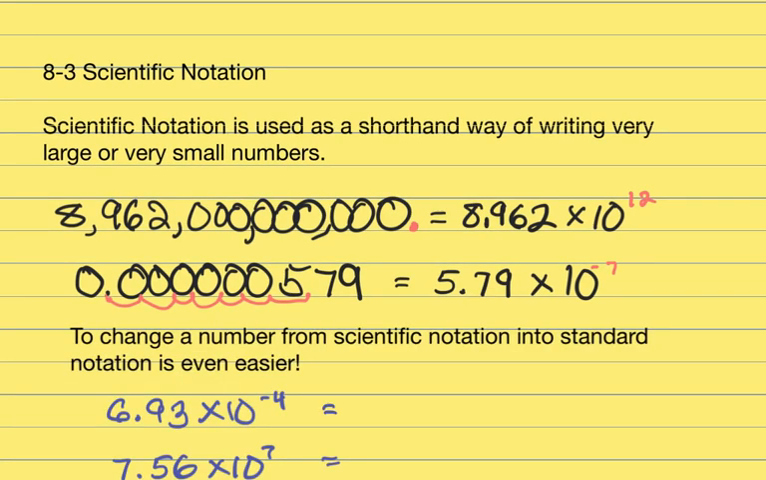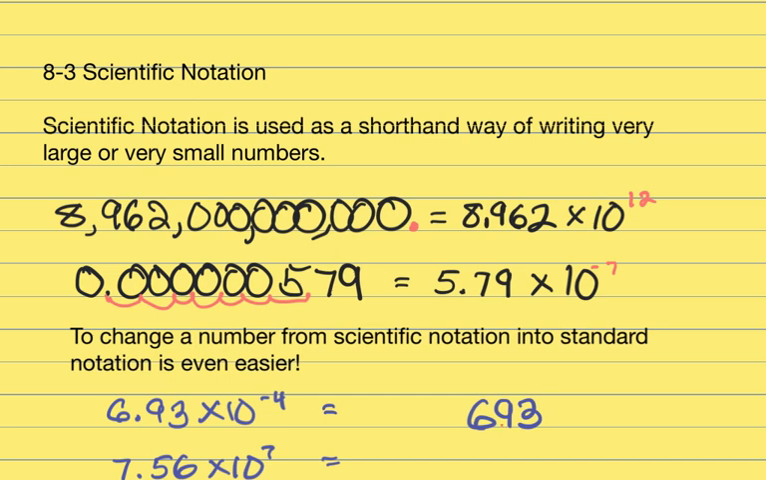The good news is, to change a number from scientific notation into standard notation, it's even easier. Like in my first example, 6.93 times 10 to the -4th, I'm simply going to move my decimal 4 places to the left. Why to the left? Because remember, negative exponents mean very small numbers. So whenever I see a negative sign, I'm moving my decimal place to the left. So let me write my digits, 693 over here. And then I'm going to move my decimal 4 places to the left.